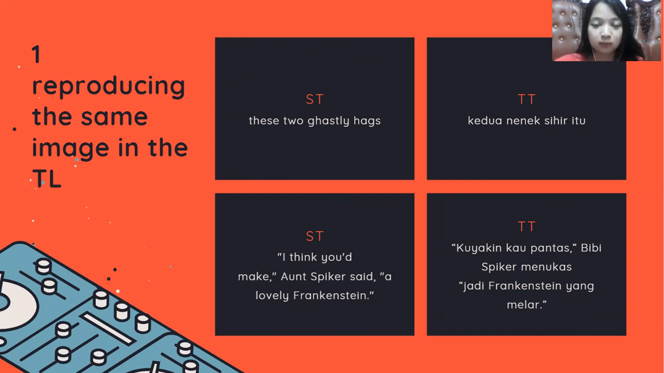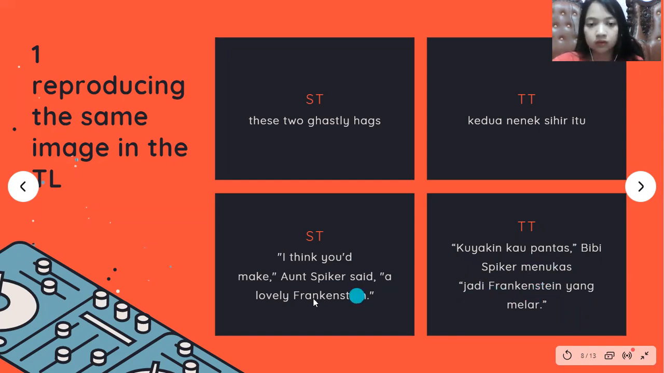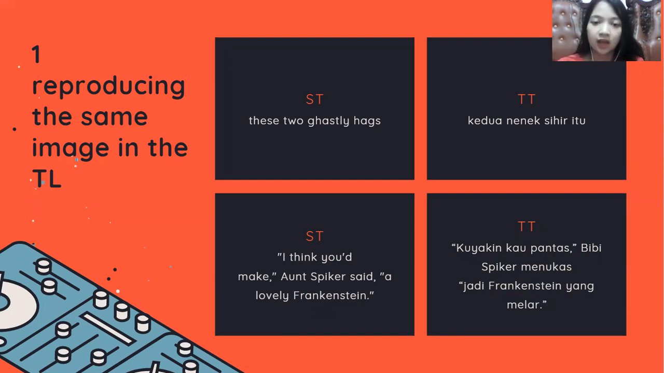And the second example, "I think you'd make, Spiker, a lovely Frankenstein," is translated into "Ku yakin kau pantas, Bibi Spiker menukas, jadi Frankenstein yang melar." The metaphor Frankenstein is maintained and reproduced in the target language, as in Indonesia we also know about Frankenstein, a figure in Mary Shelley's novel. But there is a difference.